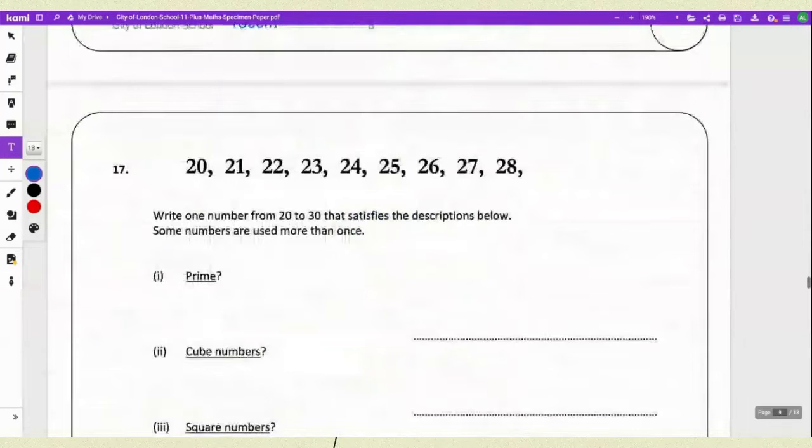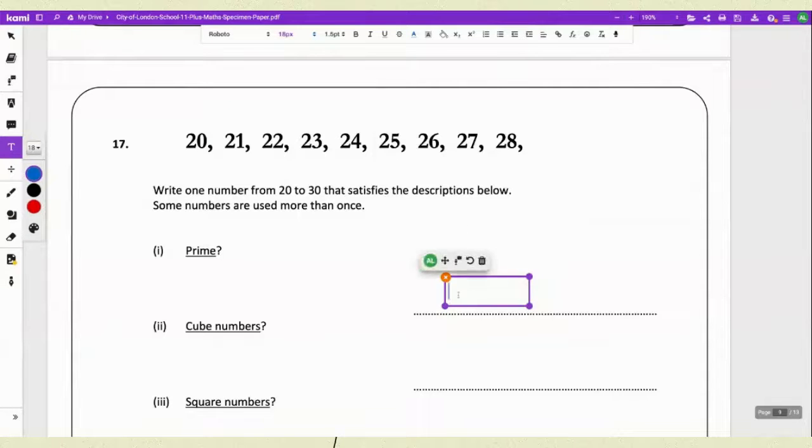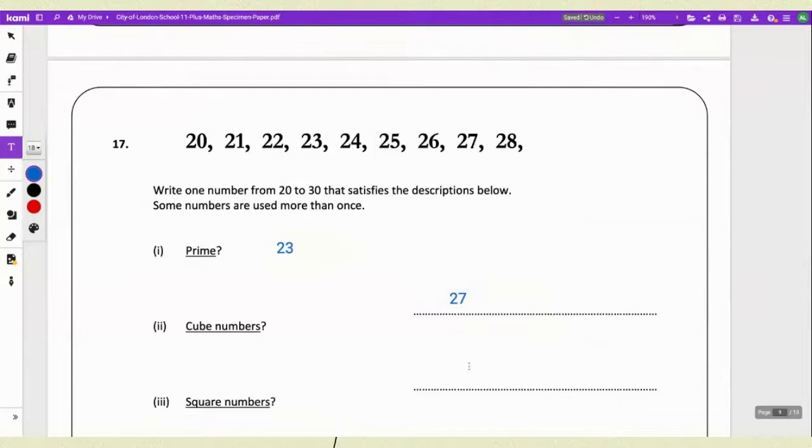So let's move on to the next one. You are given some numbers now, and they're telling you to write one number from 20 to 30 that satisfies the description below. So you have to find the prime number among all of these. We know that's 23. Let me cancel this one here. It's 23. They're asking what is a cube number in all of them? So the cube number we know is 27. The square number is 25.